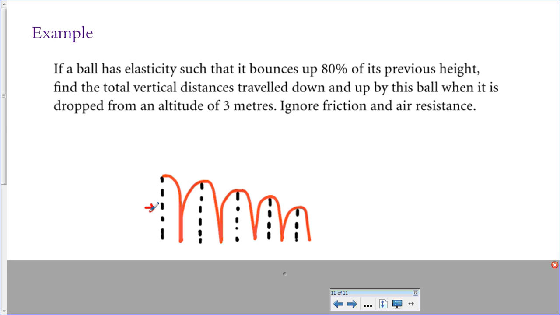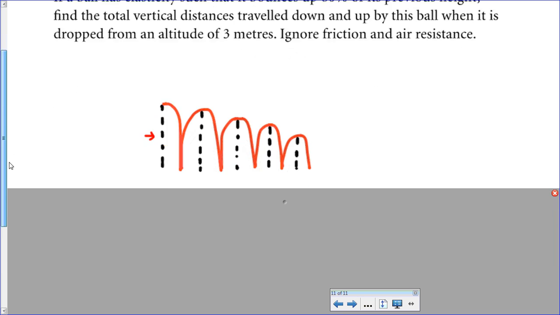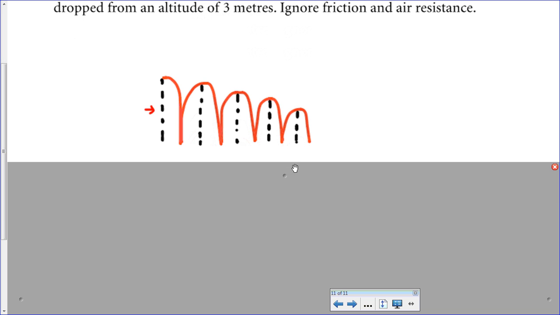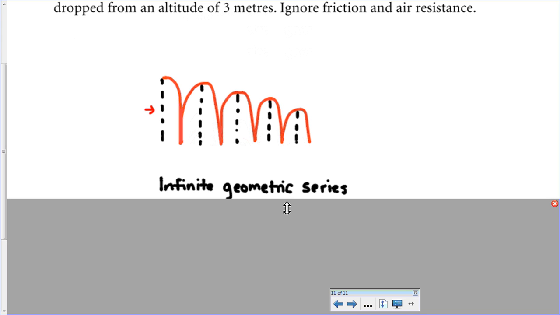So this can get a little bit tricky when you're trying to apply the geometric sequence formula or a geometric series formula. So it is an infinite geometric series because it never says that the ball stops. So we have to assume that this 80% pattern is going to continue happening.